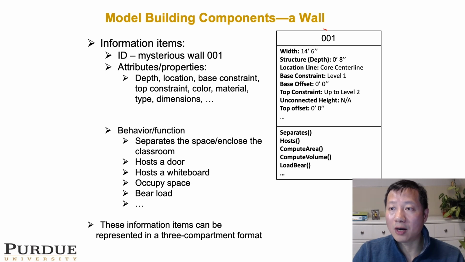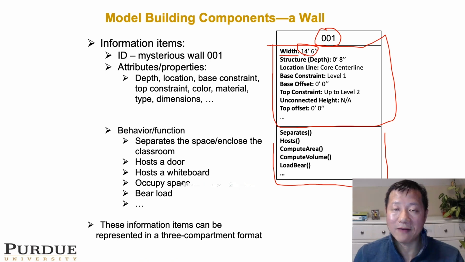So the top compartment, that's my ID compartment. This is the place that I put my ID there. And the second compartment, the second box right here, lists all the attributes and their values. So for example, width is an attribute or property, and its value is 14 feet 6 inch, right? And the third compartment is at the bottom right here. This is the compartment where I put all my functions or behaviors in it. And this shows they are all represented as functions.